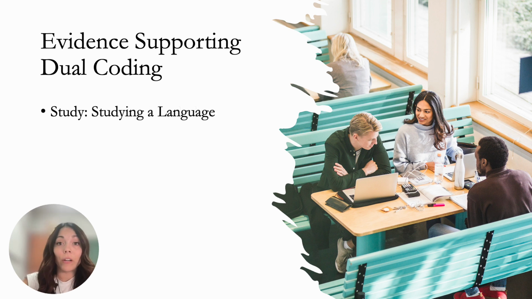The dual coding theory can also be applied to learning another language. In a different study on applying the dual coding theory using computers to teach English vocabulary to increase learning outcome, the study resulted in that students did better when the vocabulary lesson had been enhanced with the dual coding theory.